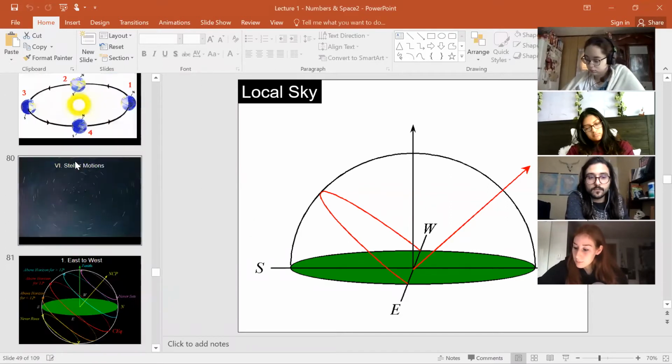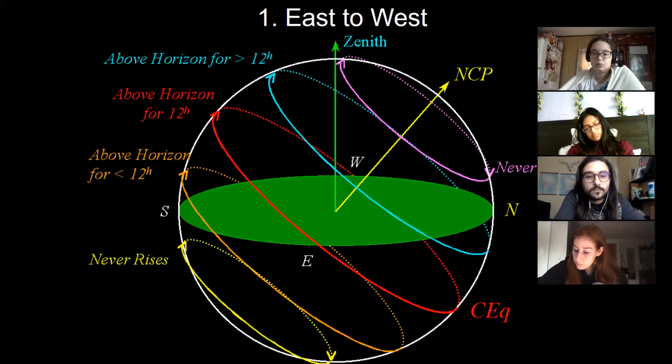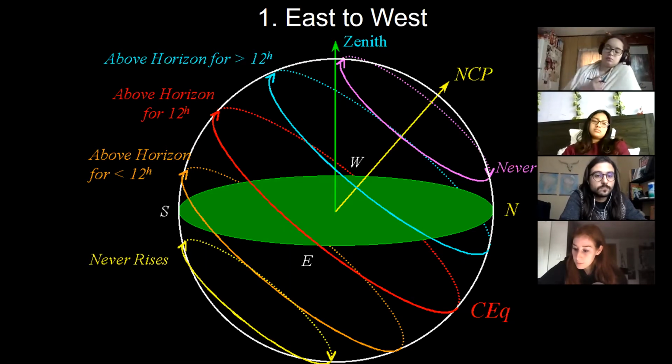And somewhere buried in here, I have a slide for that. Here's slide 81. The colored rings that you see represent the diurnal motions of stars during the night and even during the day, except you can't see the stars during the day. But the stars are constantly rotating through the sky on tracks like this.